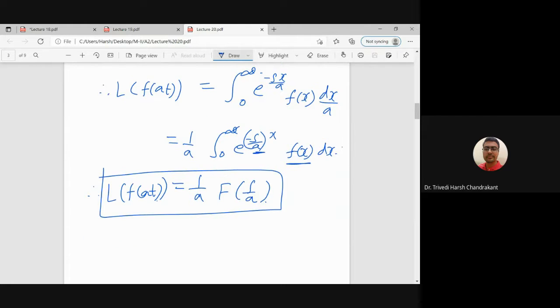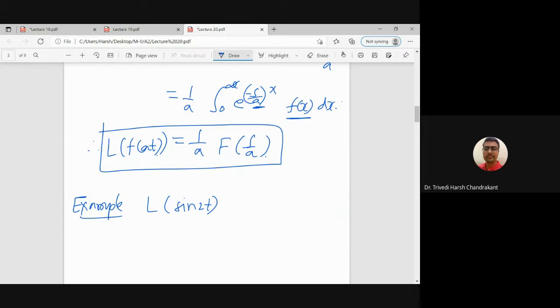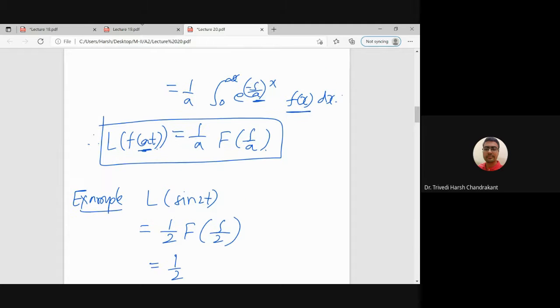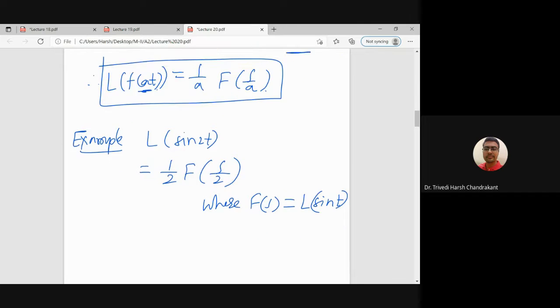So we know the sin at formula and the sin t formula. A simple example is the Laplace transform of sin 2t. Here basically we are taking a equals 2. So by this formula, it should be 1 divided by 2 times F of s by 2. What is F of s here? F of s is the Laplace transform of sin t.